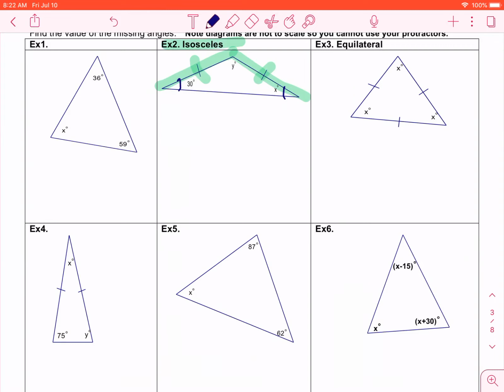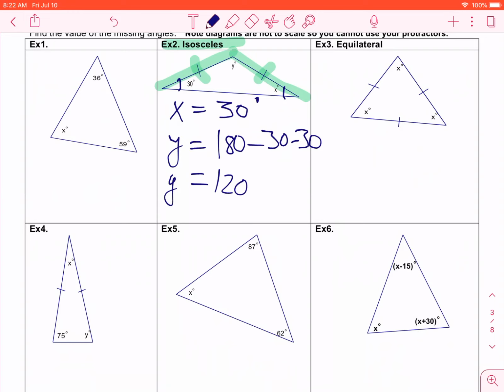So automatically I can say, well, obviously x is equal to 30 degrees. Okay? Now to find y, I got to do a little bit more digging. So I'm going to take 180 degrees because I know that's my total. I'm going to subtract 30, and that means y is equal to 120 degrees. Okay?